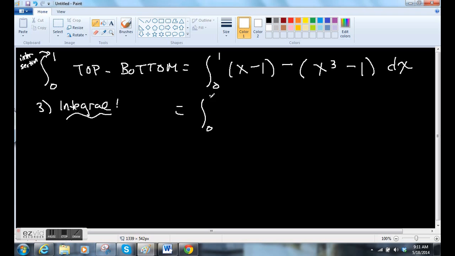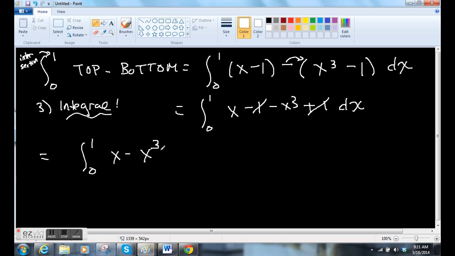My math brain isn't working. I heard that. Okay, you're going to do it anyway. X minus 1, and we're going to distribute this minus sign. Minus x cubed plus 1 dx. The minus 1's cancel. So this integral is now from 0 to 1 of x minus x cubed dx.